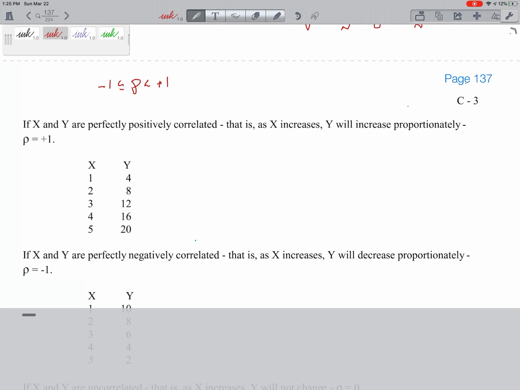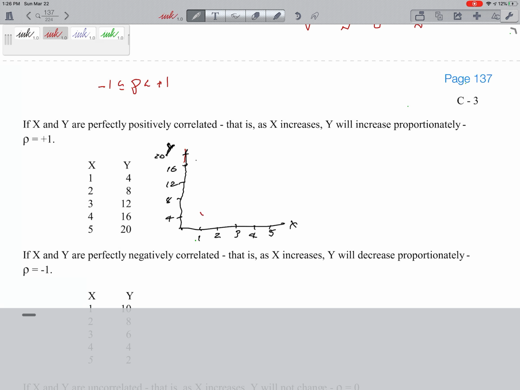Let's start with a rho of +1. So a rho of +1 occurs when you end up with an x and a y which are perfectly positively correlated. Oops, that's a y, not an x. There we go. So let's say we've got the following. We've got 1, 2, 3, 4, and 5, and 4, 8, 12, 16, and 20. Again, sorry for the messiness, but it's hard to write on glass.